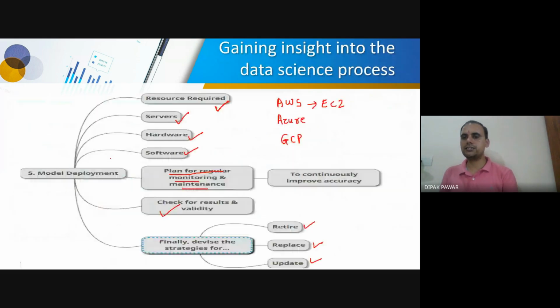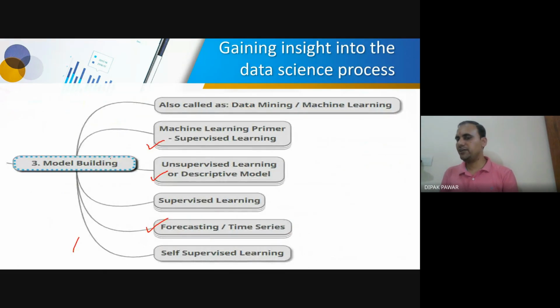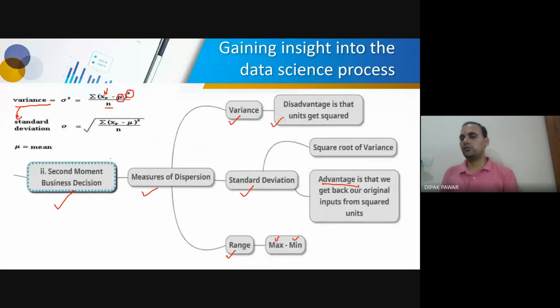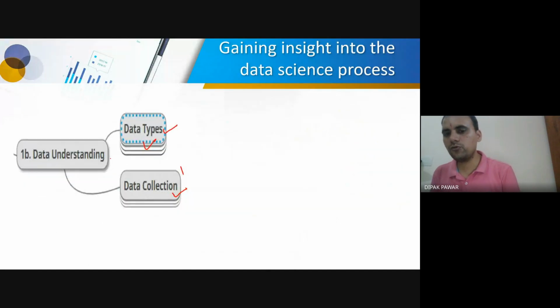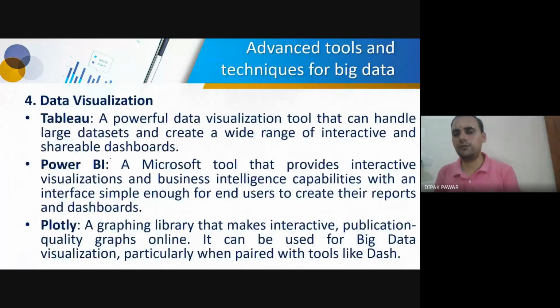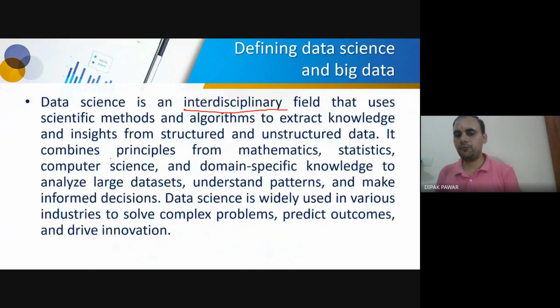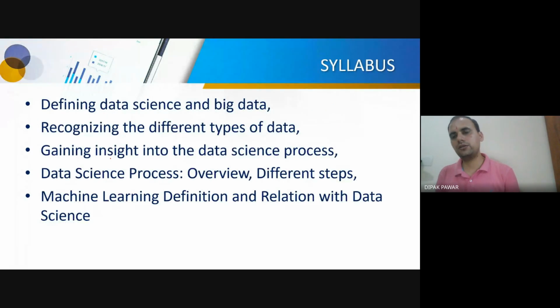I will share this with you. If anyone has any issue with this, you can ask. Otherwise, we'll stop here for unit number 1. From tomorrow, we'll try to start unit number 2. I will share this presentation with you. If anyone has any problem with unit number 1, we can discuss it. Please let me know if you have any issue.